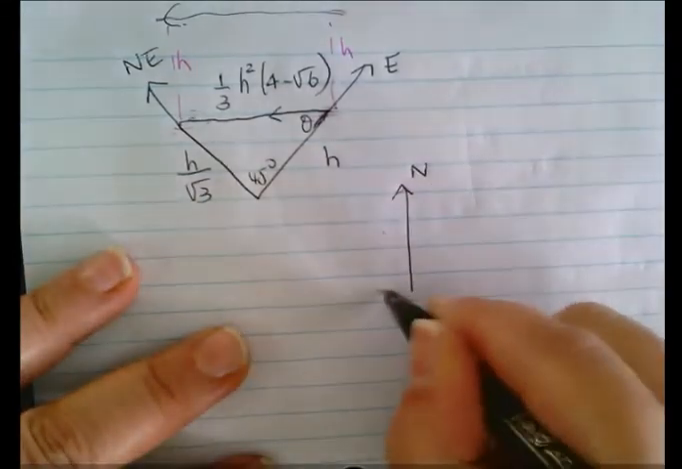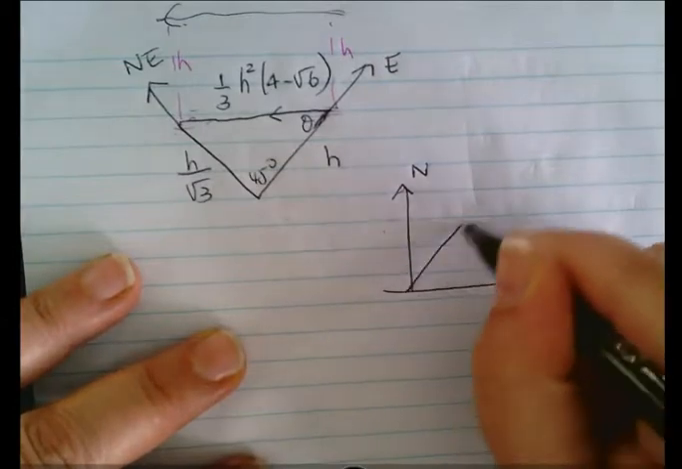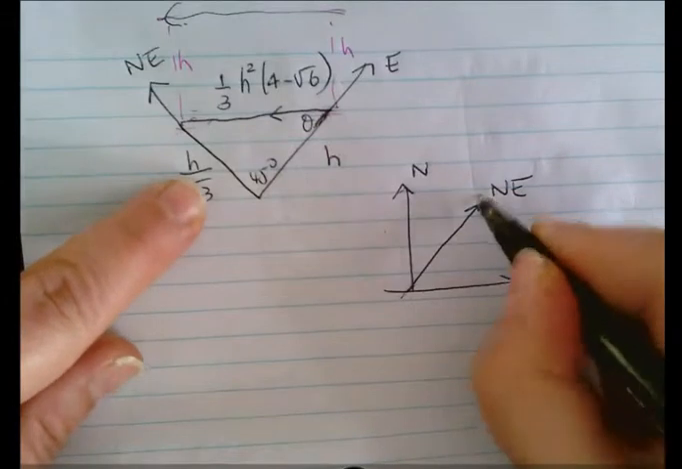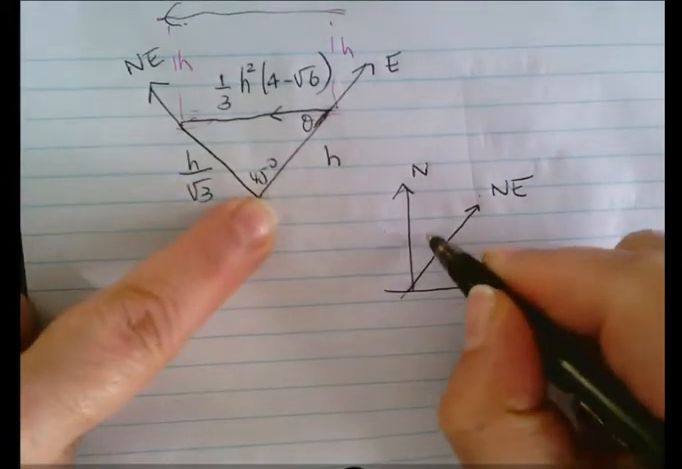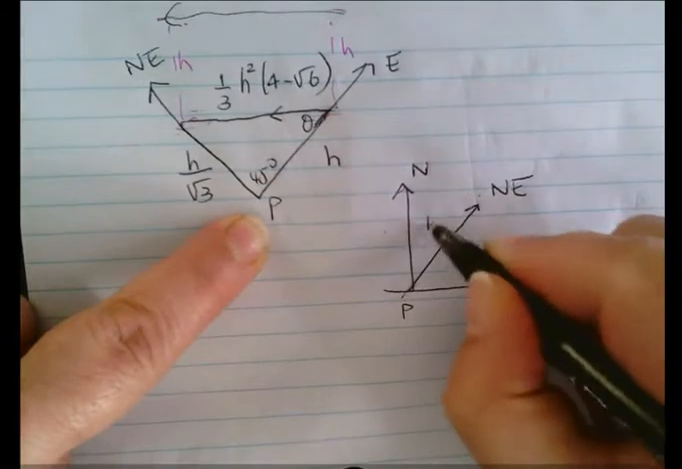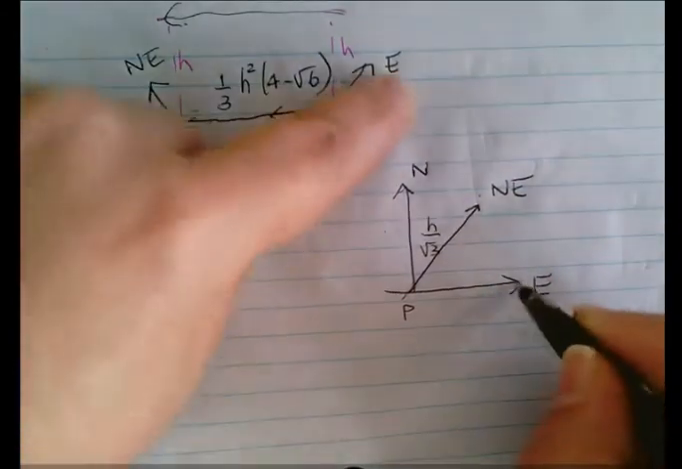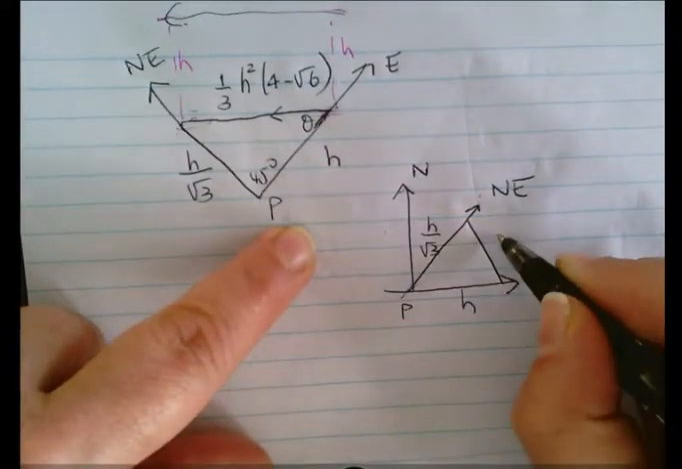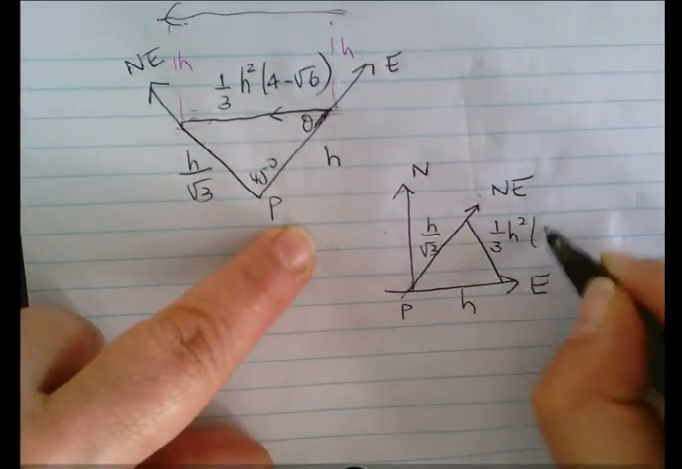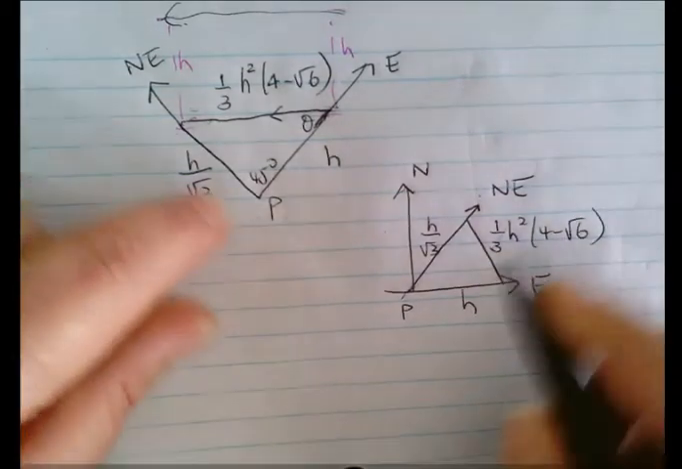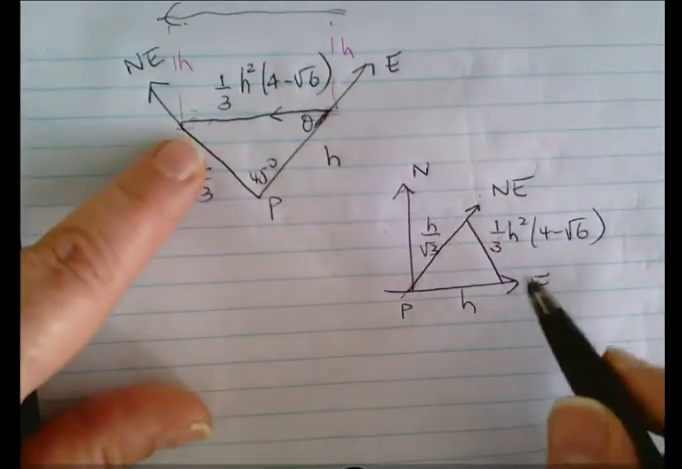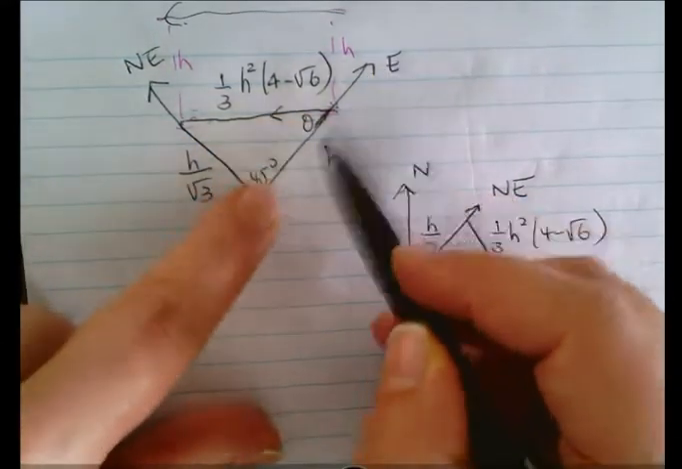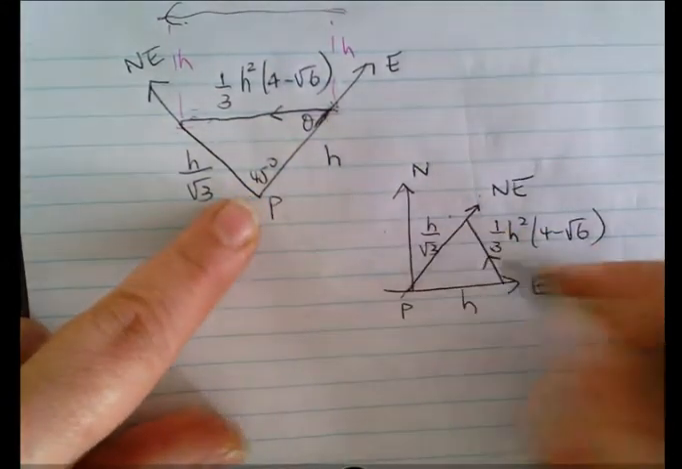If this is north, this is east, this is northeast, right? That's really how it should look, shouldn't it? So this northeast line, isn't that right? If this is point P, it is h on root 3. This P east line was h, and this distance, CD, was a third h squared, 4 minus root 6. Now, if I want the bearing that the plane's flying on, isn't the plane going from the east, you know, from there to there? It's actually going like this. The plane's going like that.